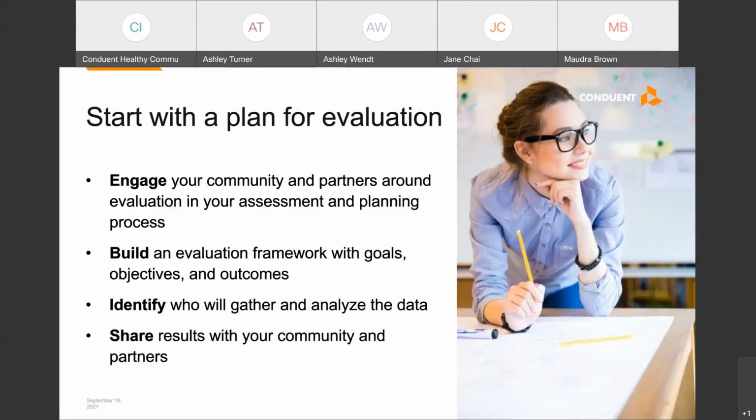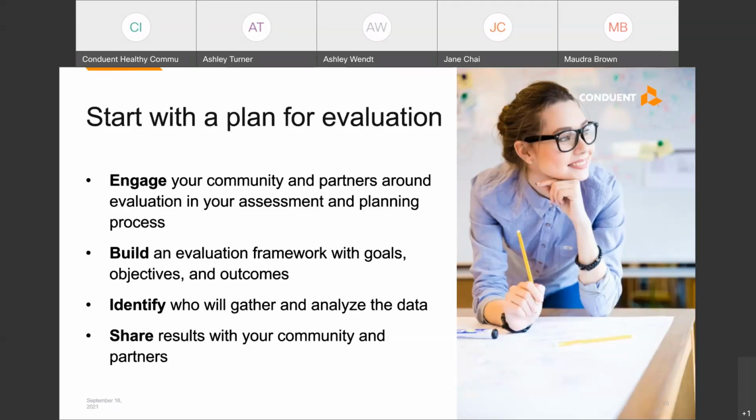We think it's important to engage your community partners around evaluation as early on as possible to ensure buy-in for the evaluation process. As you are building your evaluation framework, consider timelines for goals, objectives, and outcomes, deciding who will be responsible for collecting and analyzing the data and how you will share those results.